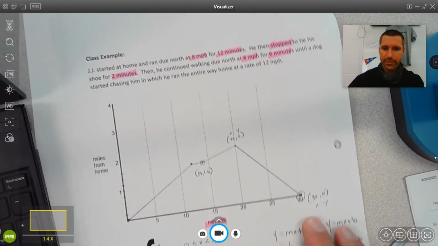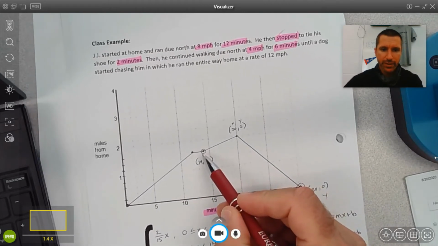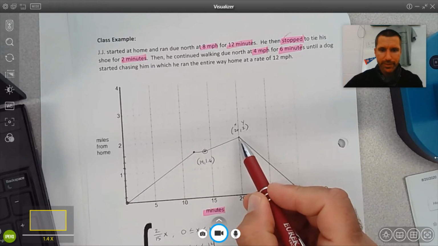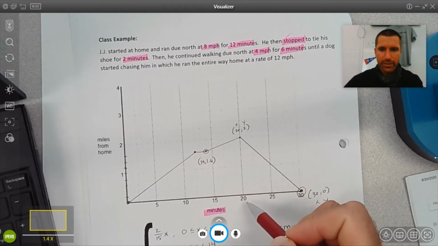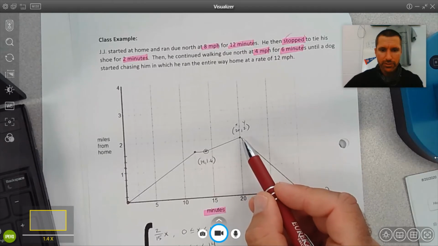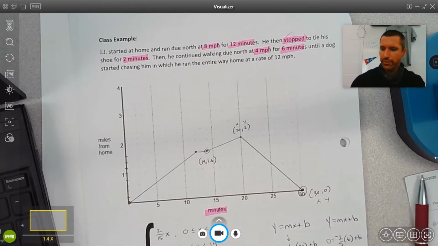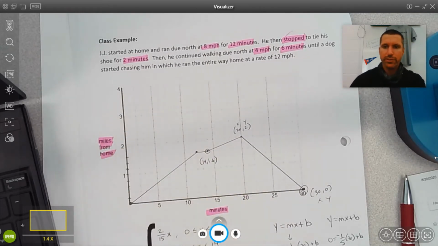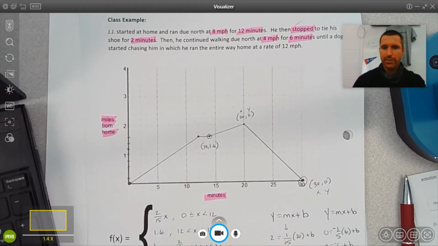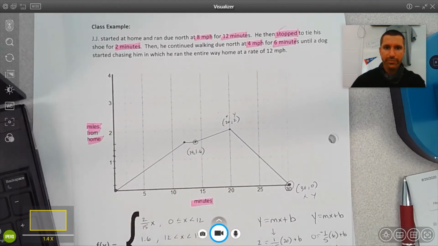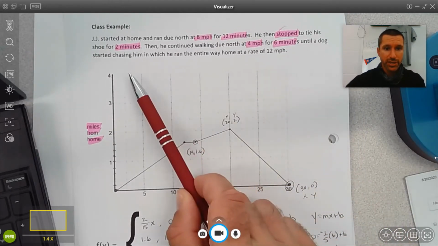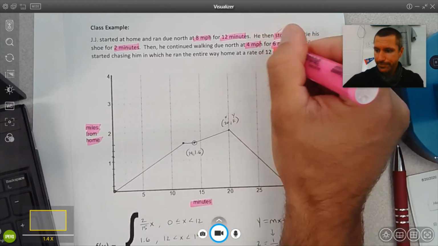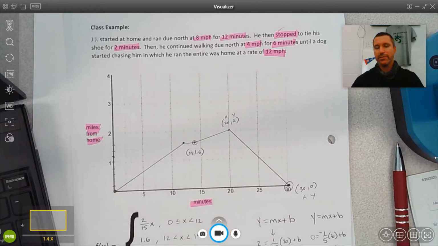So on the grid, starting where we left off after he's tied his shoe, we went up 0.4 over 6 minutes, and we put a point. Okay, so we are now at 20 minutes of time, and he's gone a total distance of 2 miles. But notice over here that this says miles from home. So it's relative to your location. So he's actually going to start trending or moving back home because a dog started chasing him, which he ran the entire way home at a rate of 12 miles per hour. But notice that there isn't a time element here.